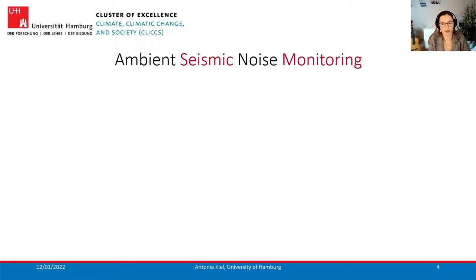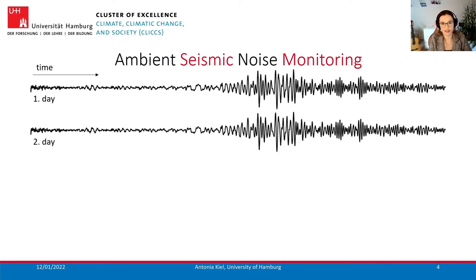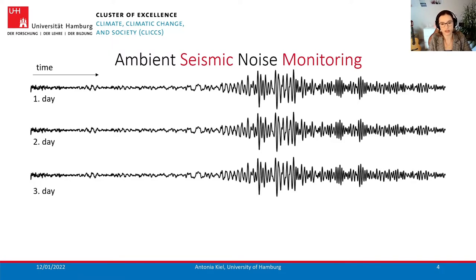So starting with our seismic monitoring part, what I show right here is what we measure at a seismogram. So basically we have a source which emits a wave field, and then we record the displacement due to this wave field arriving at the station. And we can repeat this measurement if we have a repeating source. For example, if we assume we have a source which emits the same wave field every day, we measure the same ground displacement at our station again and again.